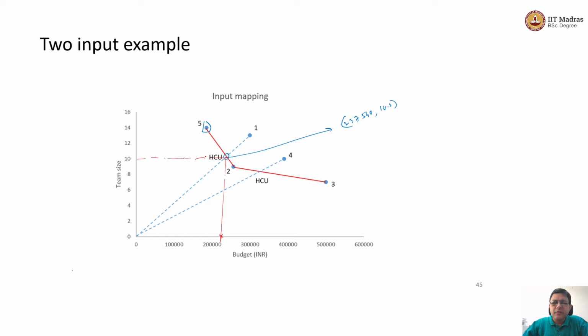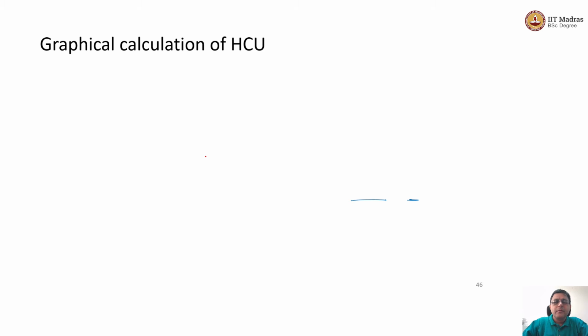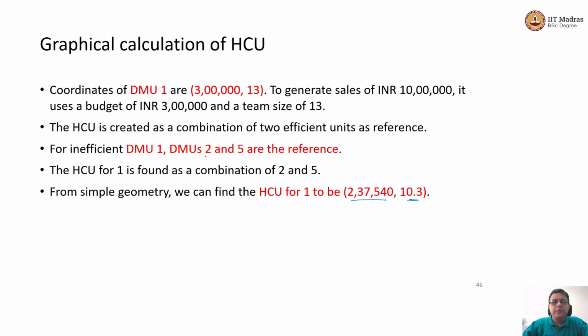Okay, what does that mean in the context of our DMU? Currently, DMU1 is inefficient because it is spending a budget of 3 lakhs and a team size of 13. It needs to bring it down, right? Inputs have to be consumed less if you want to be called efficient. There are only two ways that you can be called efficient. Either you produce more or you consume less. Those are the only two methods.